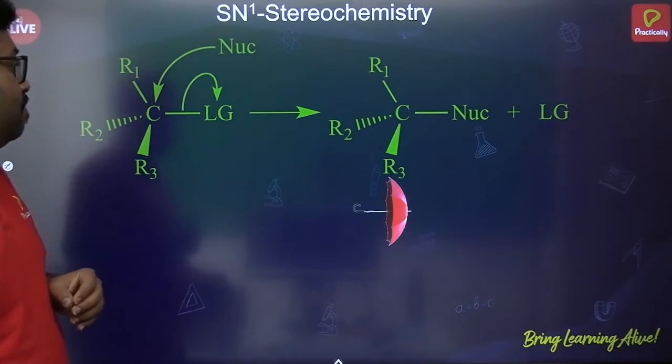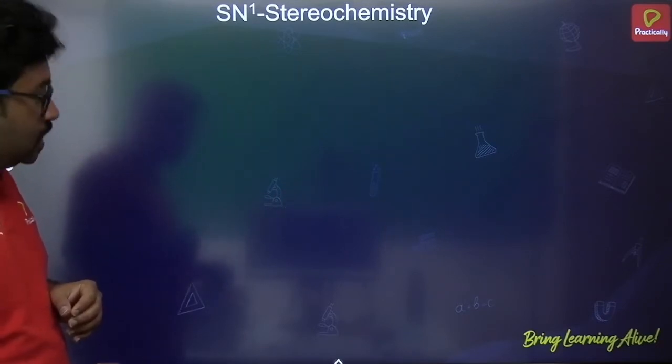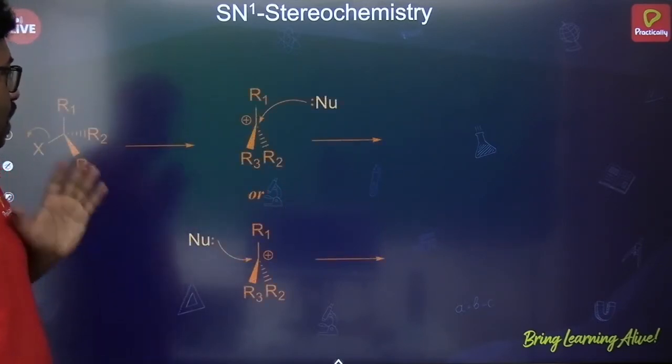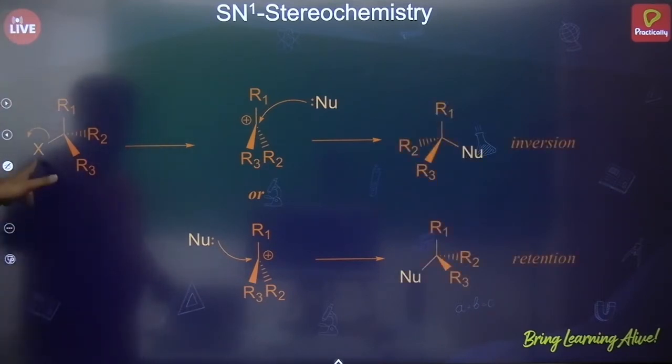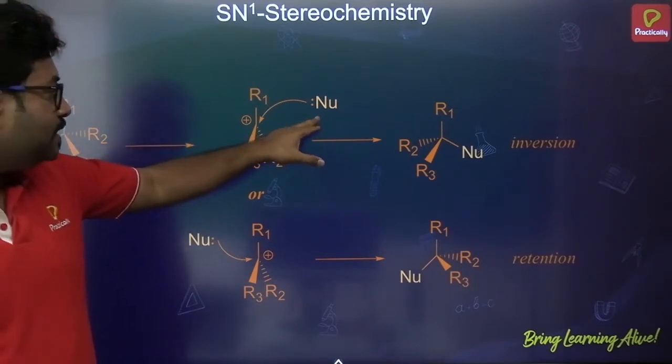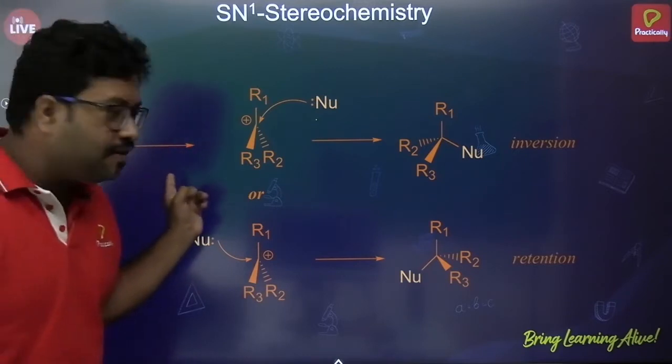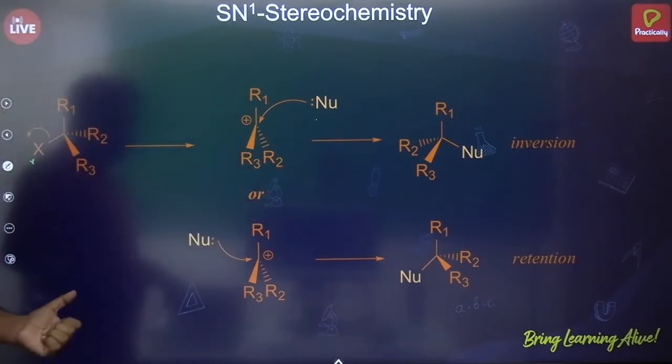Okay? But there is more to it. Let's see this first. Again here, same thing is happening. See, this is where your leaving group is present. Now this nucleophile is attacking from the back side of your leaving group. You got the inversion. When it attacks from the front side, it got the retention.